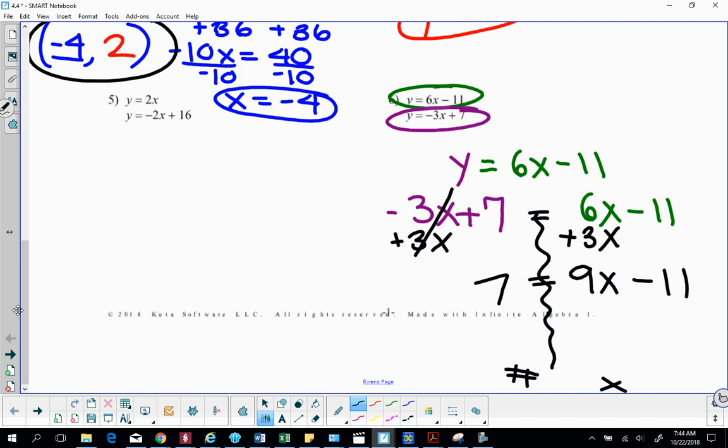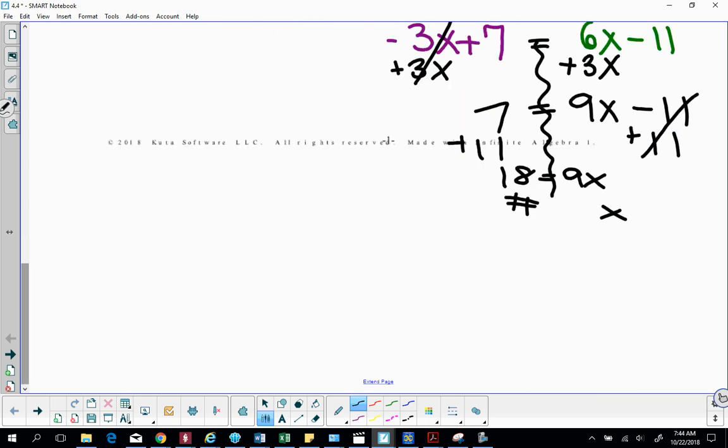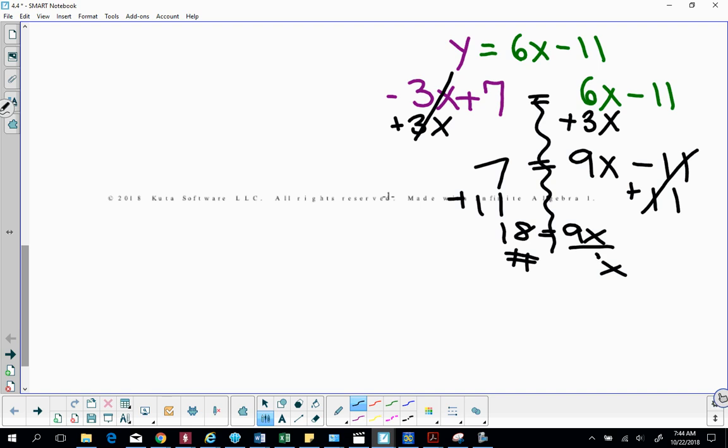Remember this? This was all a couple of units ago. Then, Sidley, how do I get 11 over there? Add it, right? And you end up getting 18 equals 9x. Amir, how do I get x by itself? And what is 18 divided by 9? 2. So I know my x coordinate is 2.